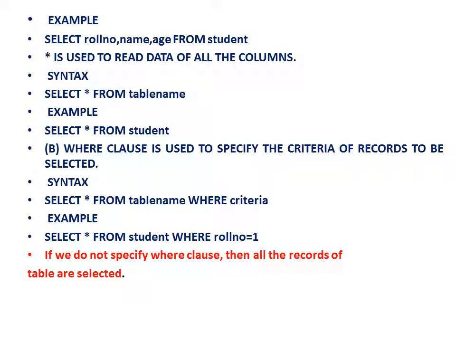The star symbol is used to read all the records in a table. The where clause is used to specify the condition of the records to be selected. If we do not specify the where clause, all the records of a table are selected.